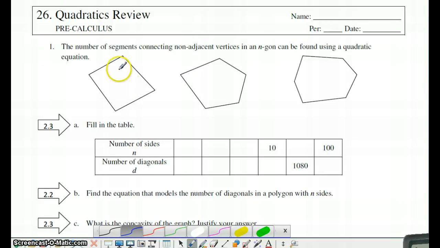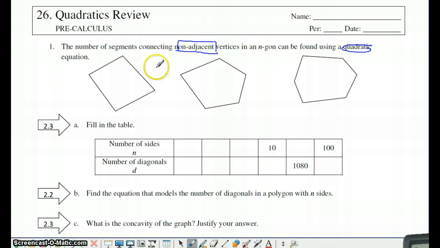Okay, quadratics review. Number one, the number of segments connecting non-adjacent vertices in an n-gon can be found using a quadratic equation. So you know it's going to be quadratic. This is a little confusing. Connecting non-adjacent vertices, meaning they are the ones that are not next together. So I would connect this to the other side because those are non-adjacent. This one is adjacent to that one. So this polygon would have two diagonals.